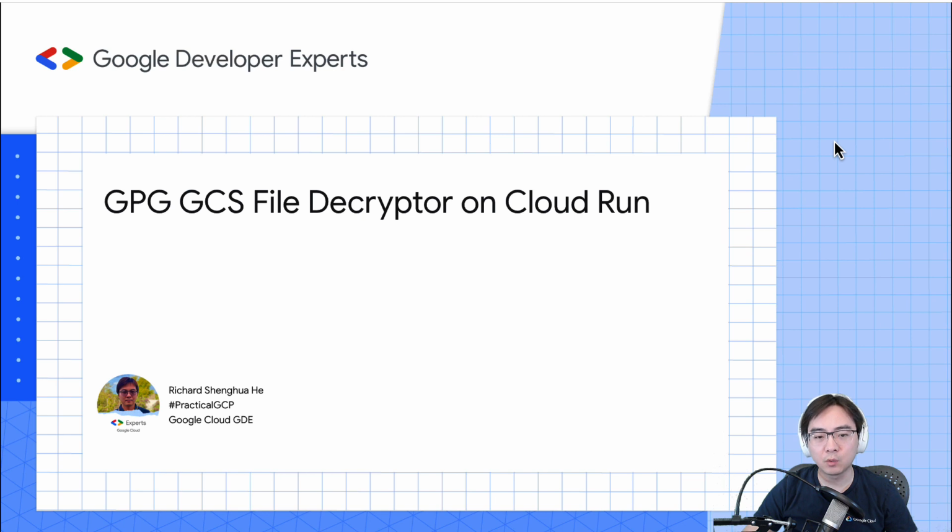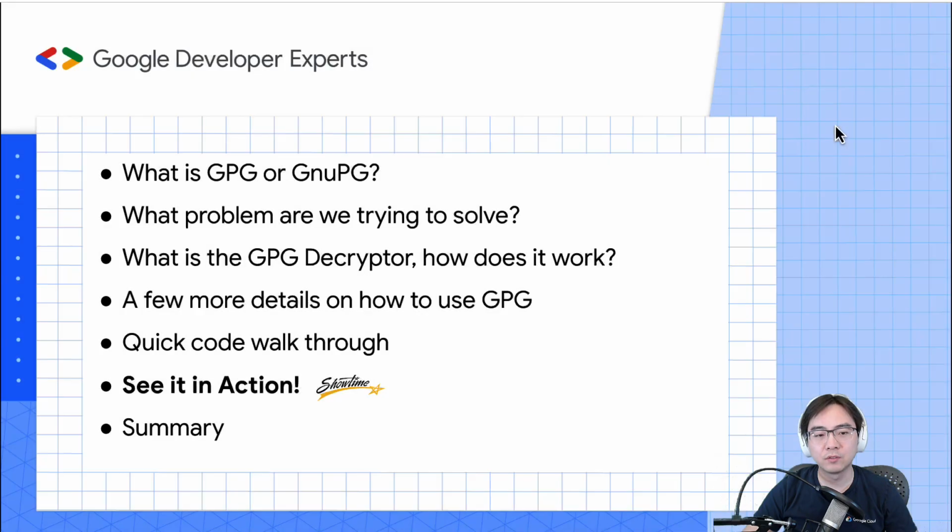Today, I would like to share a design and also an end-to-end working solution on how to decrypt files landed on the GCS bucket, but GPG encrypted, using a Cloud Run service. So first of all, I'll be covering what is GPG or what is GnuPG. Then I'll talk about why this is a common problem that we very often face and need to solve.